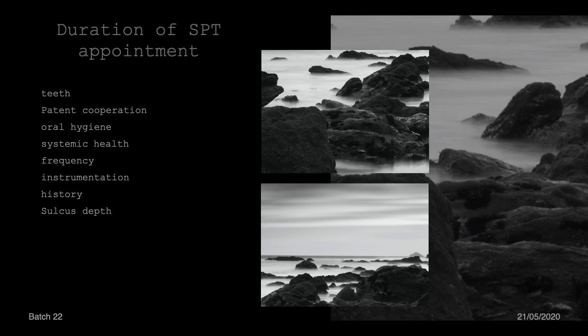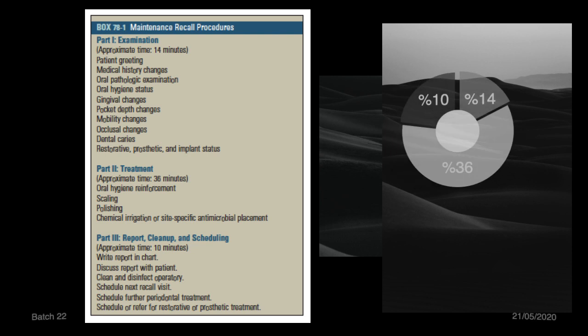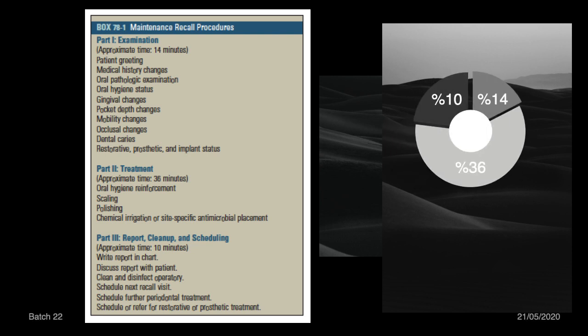The duration of the appointment is based on the number of teeth present, patient cooperation, the patient's oral hygiene maintenance, the systemic health of the patient, the frequency of recall, and the amount of instrumentation going to be done during the appointment. The update in the history and changes in the sulcus depth will also determine the duration of the supportive periodontal therapy appointment. Normally, the appointment will be about an hour.